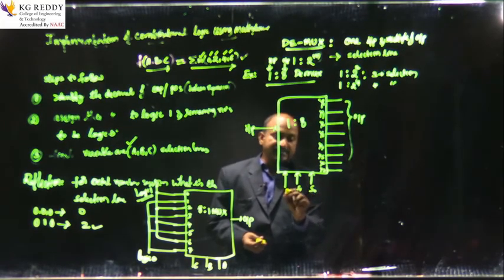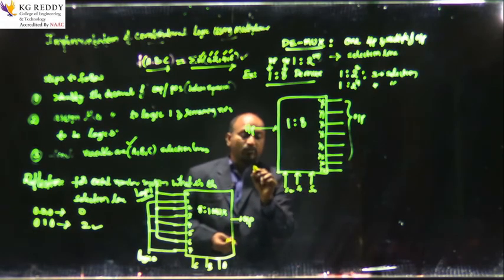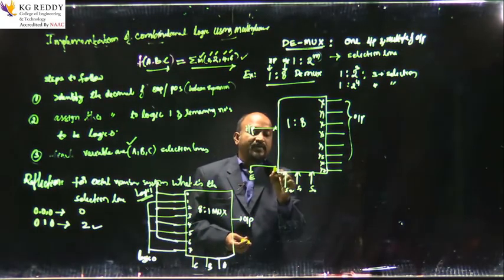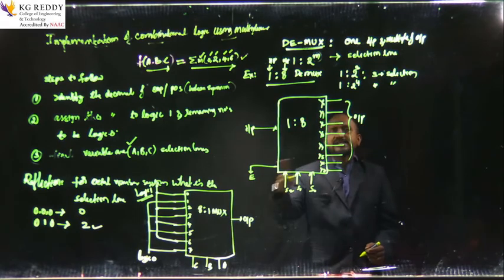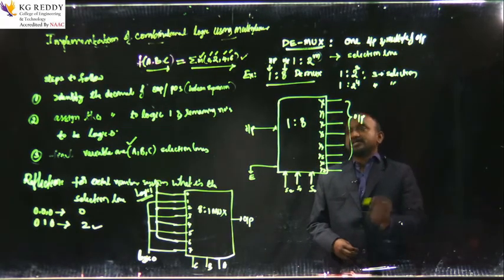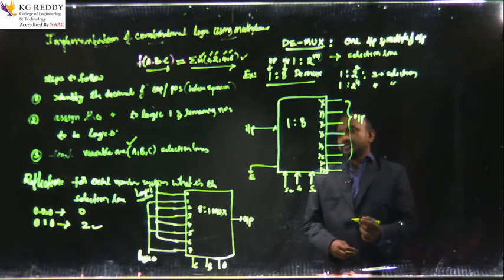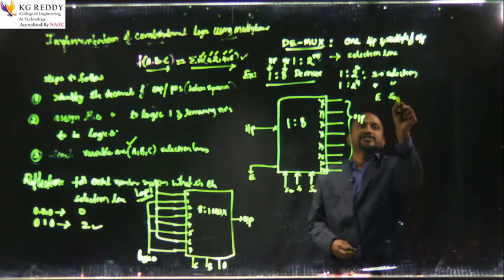S0, S1, S2 are the selection lines. We could also have one enable bit, E. Let us see the operation for this: single input, 8 outputs. So let's see the enable bit E and the selection lines S2, S1, S0.